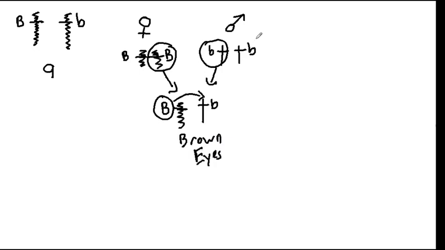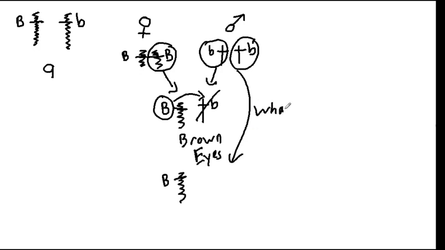Now what if we had this one instead? If we got rid of this, and I'll draw it again down here, this one would stay, but we had this one. What if? So we have this one. It's actually the same. This B would supersede this b, you call it dominant, and you get brown eyes again.